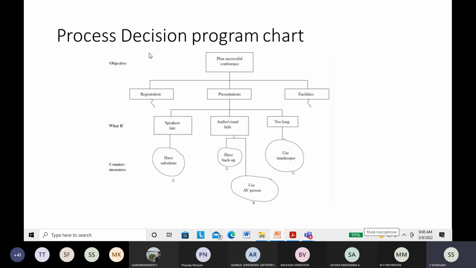So this is called process decision program chart. This is usually used in service. In components, you will not have this type of process decision, so their quality management tool is going to be different. This is mostly used in the service industry. Whenever there is an objective, you try to find out what if. If there is a problem, what is the countermeasure? What is the alternative backup?